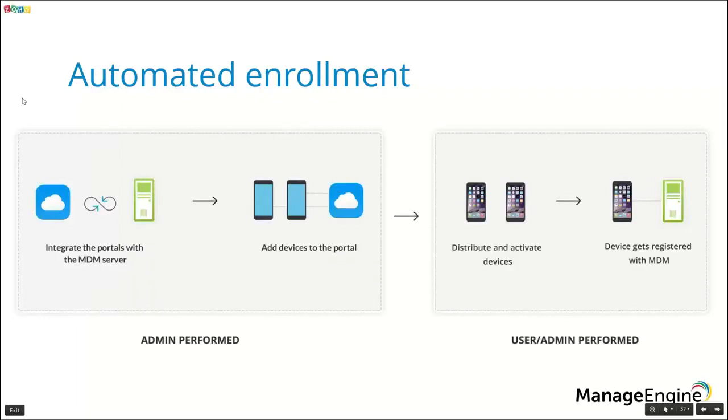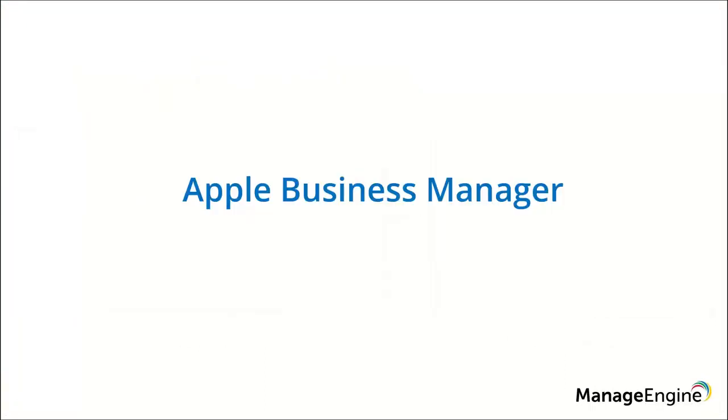And as the workflow, you need to integrate the ABM or Google or Knox portals with your MDM server first, and then add the devices to the appropriate portals, and then distribute to activate or register the devices. Let me show you the process one by one. So first, let me show you how we can onboard an Apple device using the Apple Business Manager.